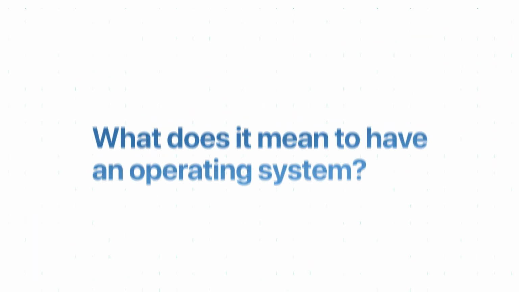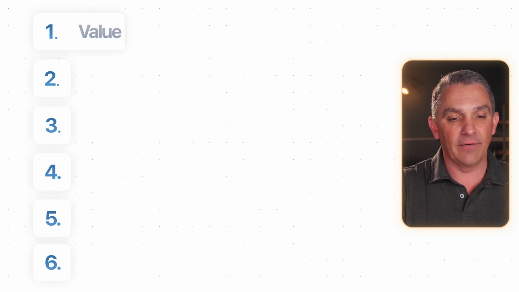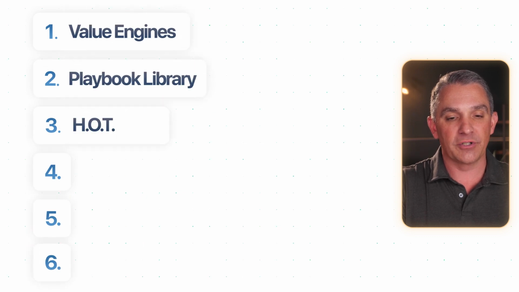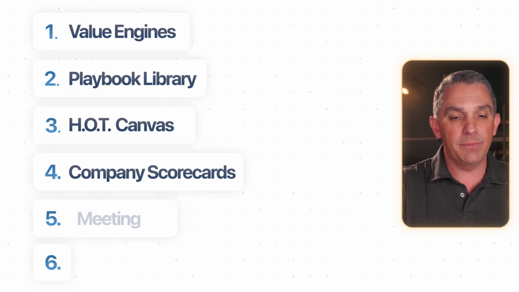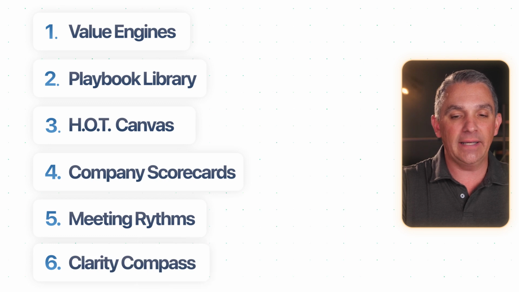What does it mean to have an operating system? Well, an operating system is made up of these 6 things. You can have your value engines, your playbooks, what we refer to as your high output team canvas, scorecards, meeting rhythm, and clarity compass. So let's talk about each one of these.